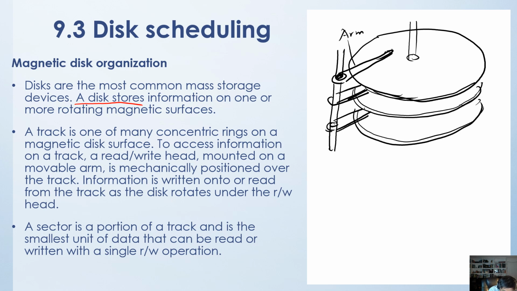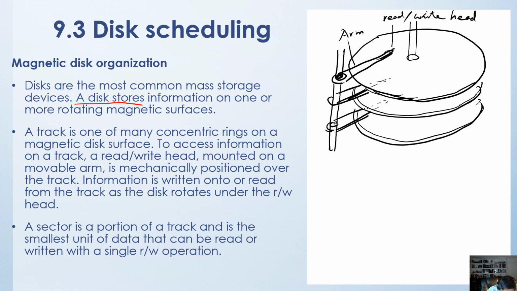Now, here at the very top, that's called the read and write head. If you have three arms, then you're probably going to see three read and write heads, so they can read the data simultaneously.